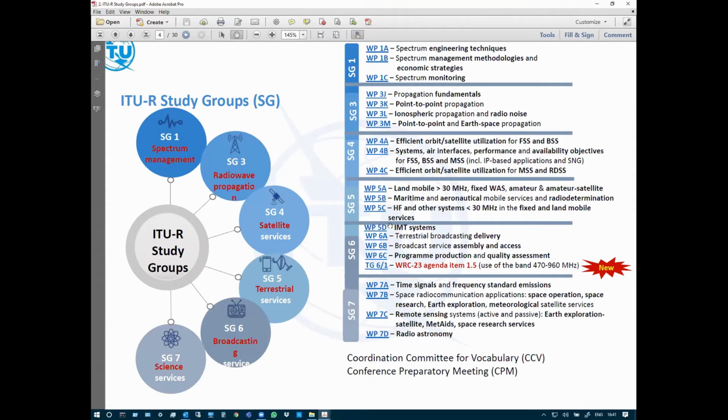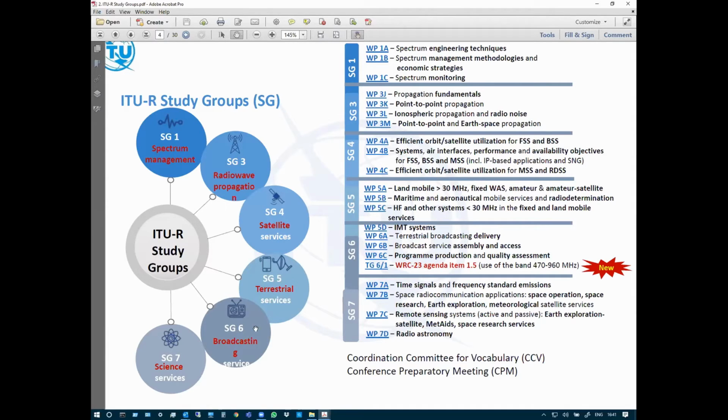The working party with the largest number of participants in terms of persons, not entities, is working party 5D. They had just met last week. They have finished one of their annual meetings, and of course, the discussions are more and more interesting as they go ahead on the definition of the 5G standards.